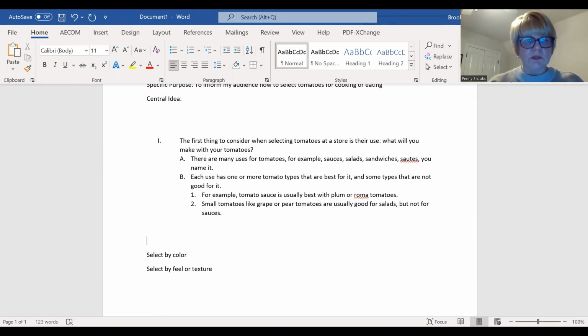I think I want to do color next, because that's the next thing after you decide, okay, what am I doing with the tomatoes? What type of tomato is best for that use? Main point number 2: the second thing to consider when selecting tomatoes at a store is their color.